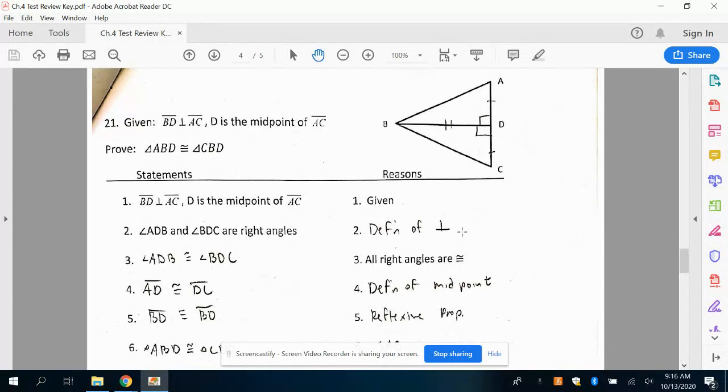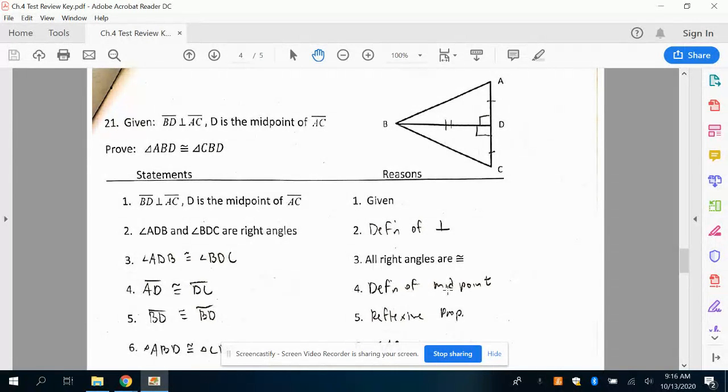And then from there, they tell you that all right angles are congruent. So you can say that these two angles are congruent to each other. So that takes care of the perpendicular part because you got to take care of definitions. The other definition is midpoint. So then that's step 4 here. You should say then if D is the midpoint, then AD is congruent to DC.